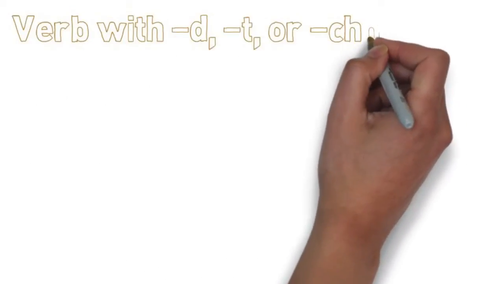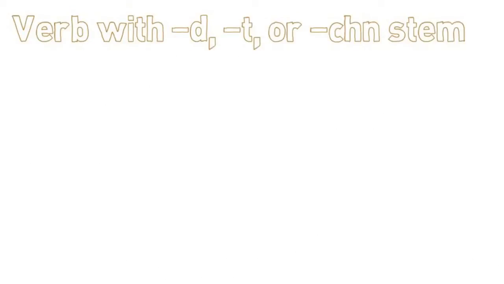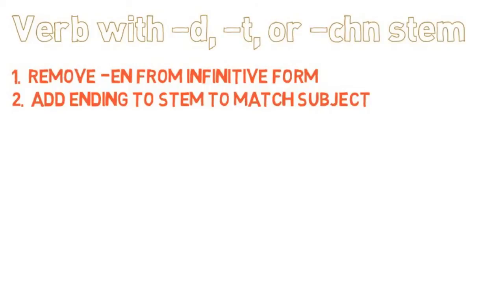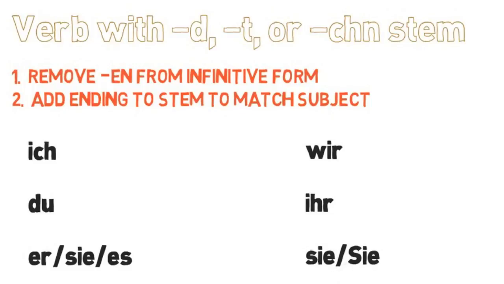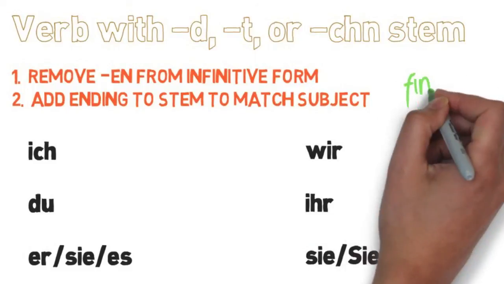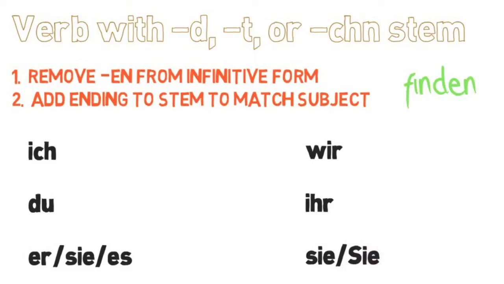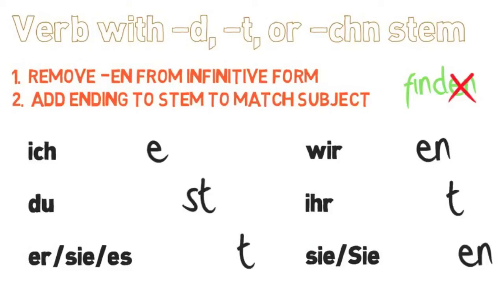One more type of verb will cause some conjugation problems. Stems with a D, T, or big consonant combination like CHN at the end of them. We'll use the verb finden as our first example. Now, with verbs like this, the good news is that the conjugation endings will actually just be normal. But, as you'll see in a minute, we're going to need to do something to get them to actually stick to the stem.